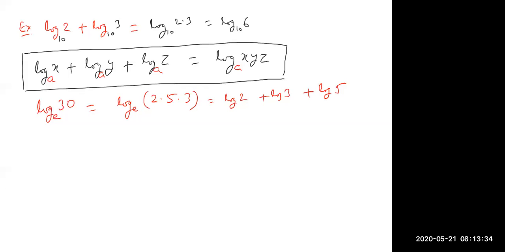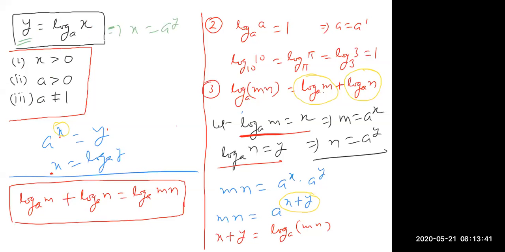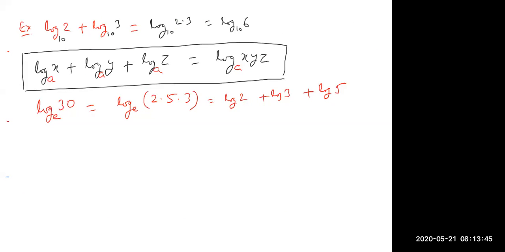Similarly, the next property is, I think we have done how many properties? This was the third property. So the fourth property is log A m minus log A n is equal to log A m upon n, if we divide.